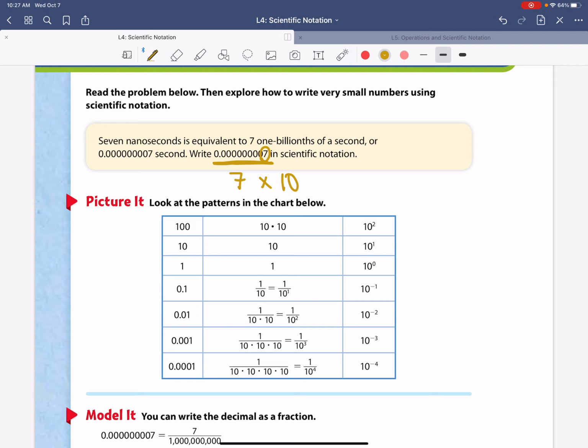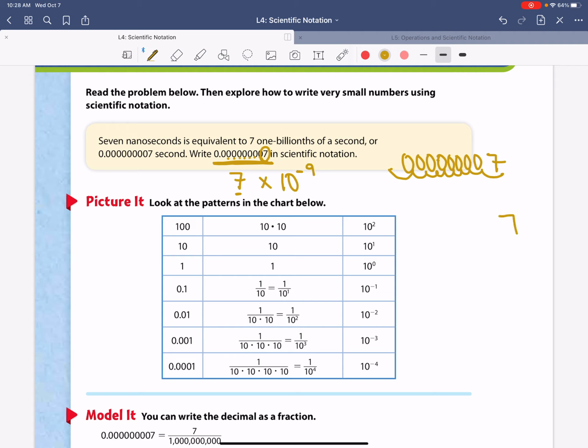So to get back from 7 to 7 billionths, you need to move your decimal place to the left. Since we're moving to the left, our exponent needs to be negative. So if we have 1, 2, 3, we have 8 of them, I think. 1, 2, 3, 4, 5, 6, 7, 8 of those. If we need to go from 7 to here, then we've moved our decimal place 1, 2, 3, 4, 5, 6, 7, 8, 9 times.